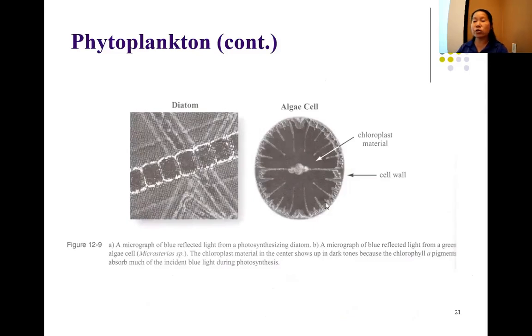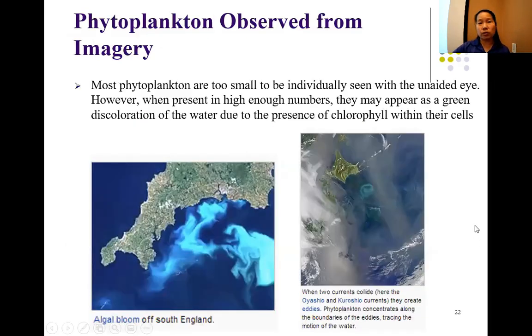This one shows a single algae cell, which often has a cell wall like this, and then some other chlorophyll material in it, and that is the part that we can measure from the remote sensor. So these are some of the phytoplankton observed from example images, like this one here, and also this curved feature over here. They are often impacted by the movement of the water flow.